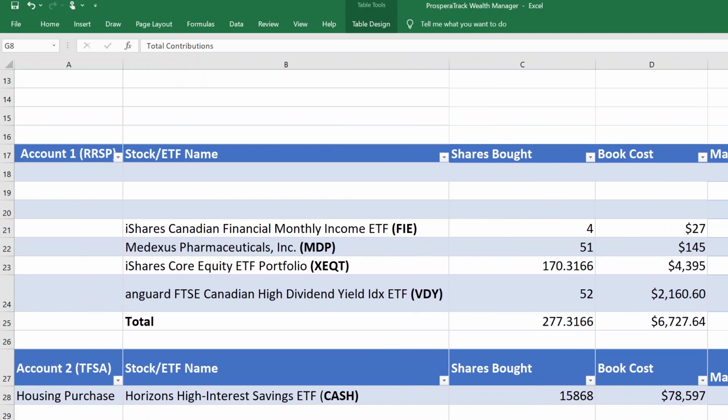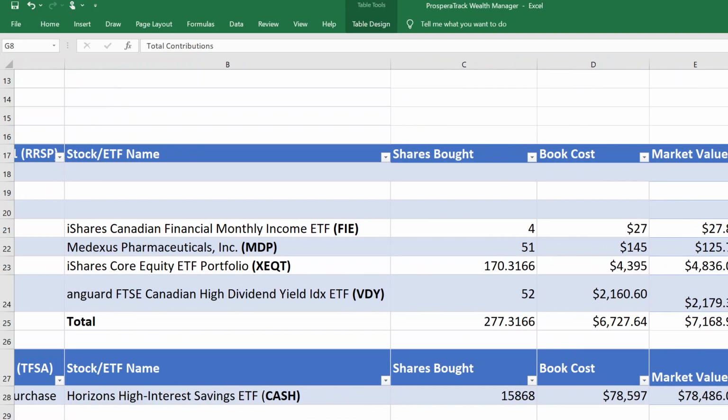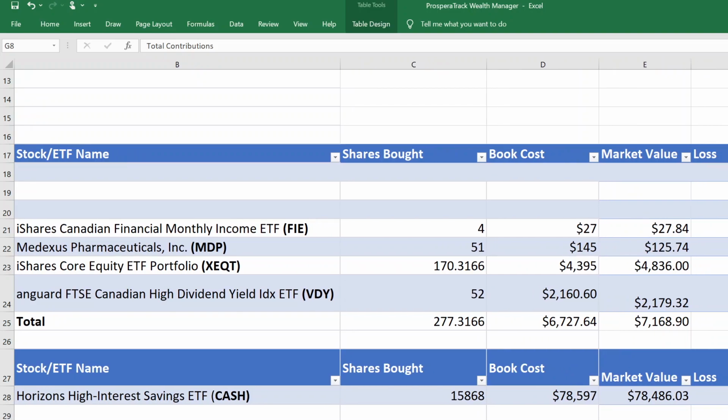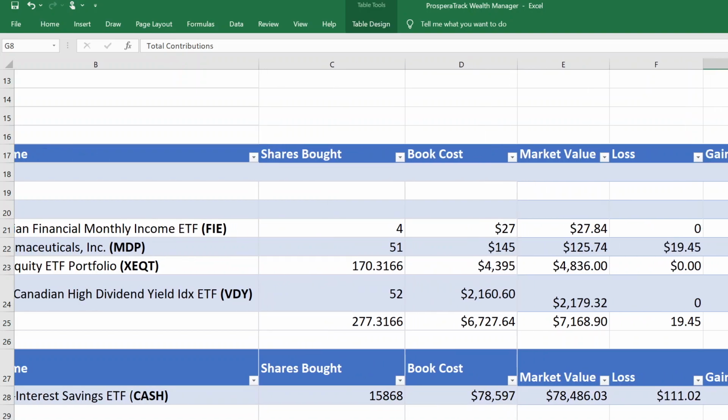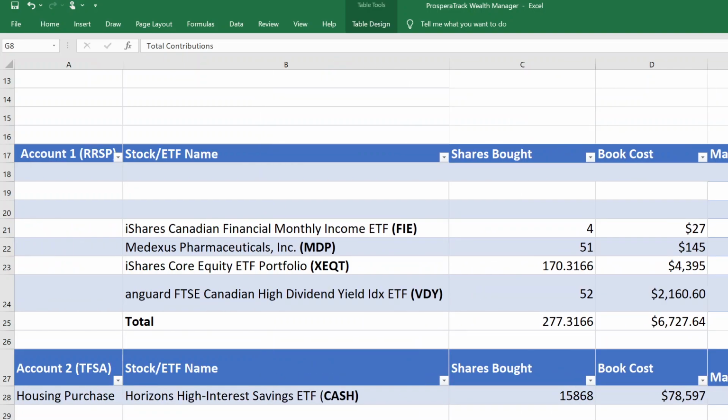Similarly, Medexus Pharmaceutical, I currently own 51 shares of it, and the book cost of that particular stock is $145, and the market value is 125.74. Meaning I'm currently down about $19 and 45 cents.